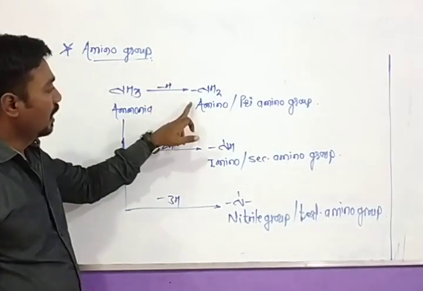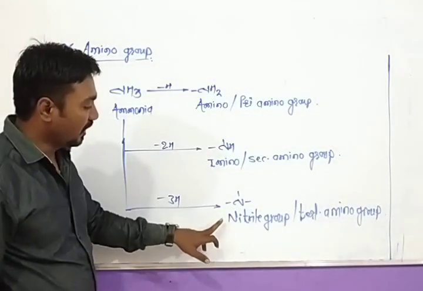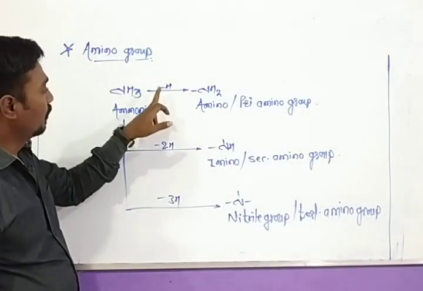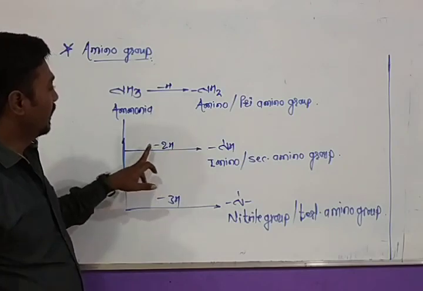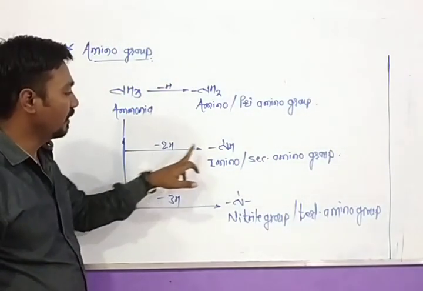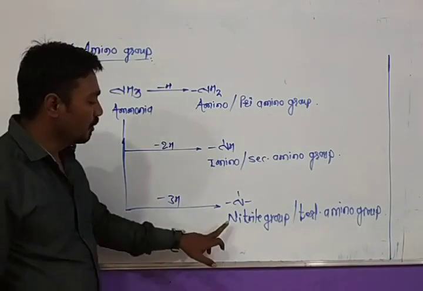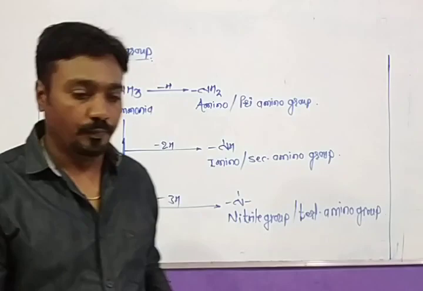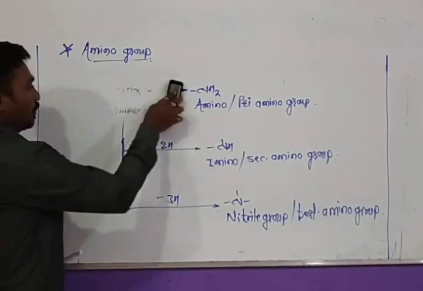First one is the amino group, second one is the imino group, and third one is the nitrile group. From ammonia we remove 1 hydrogen, we get the amino group. If 2 hydrogens are removed from ammonia, we get the imino group. If all 3 hydrogen atoms are removed, we get the nitrile group. Now, look at the application of these groups.